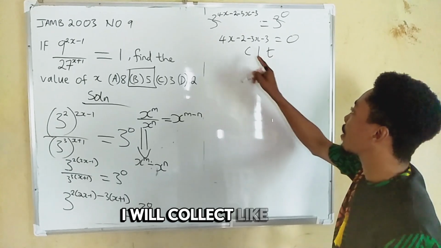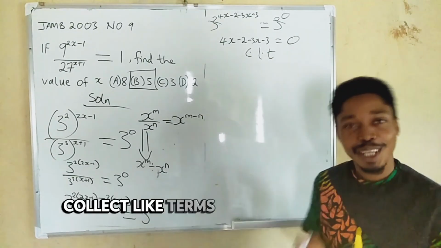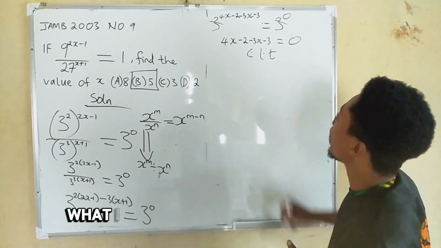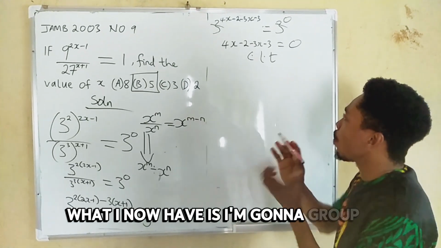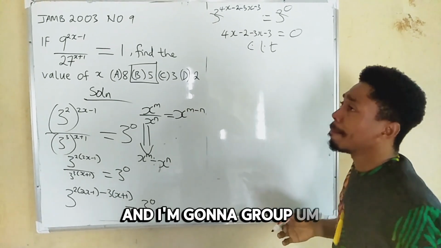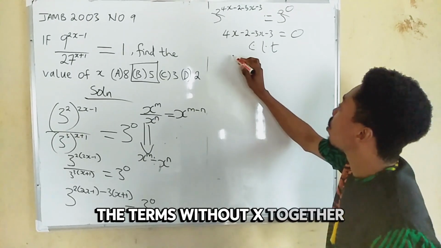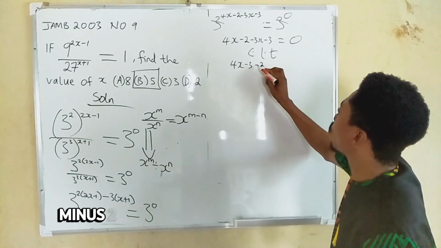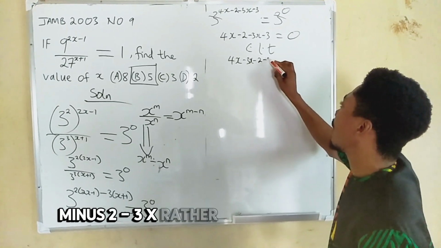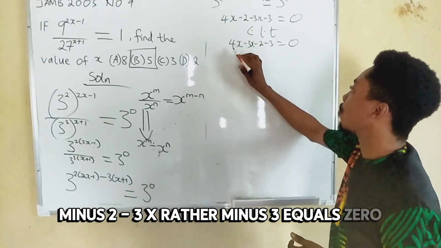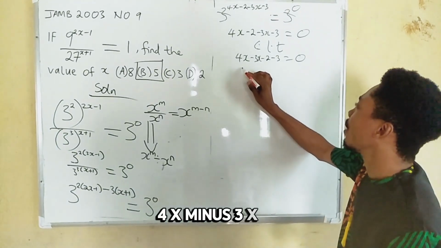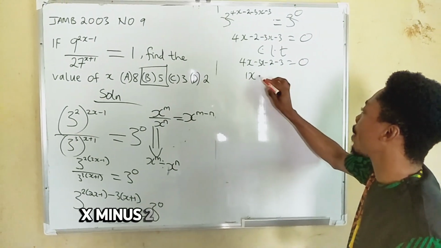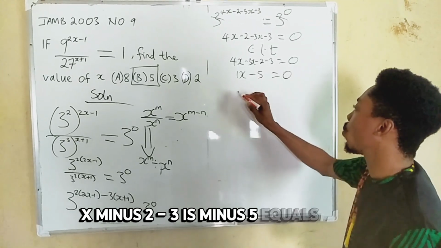I will collect like terms. When I collect like terms, I'm going to group x and I'm going to group the terms without x together. So what I have is 4x minus 3x, rather, minus 2 minus 3 equals to 0. 4x minus 3x is 1x. Minus 2 minus 3 is minus 5 equals to 0.